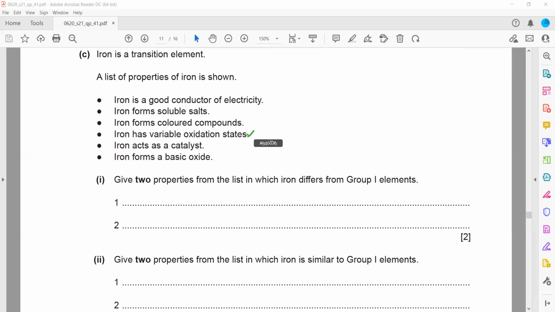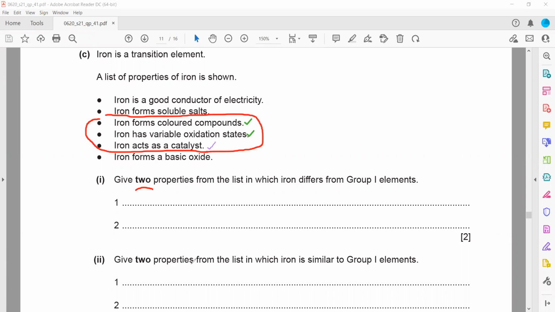So variable oxidation, we have to take 2 properties. Variable oxidation is 1. What else? So forms colored compounds, that's right. Then give 2 properties from the list. Yeah, can act as a catalyst, that's right. So these 3 properties are the different properties compared to group 1.